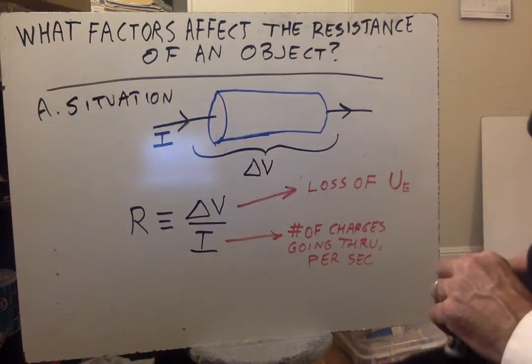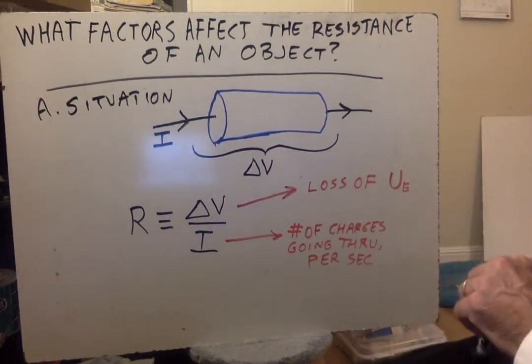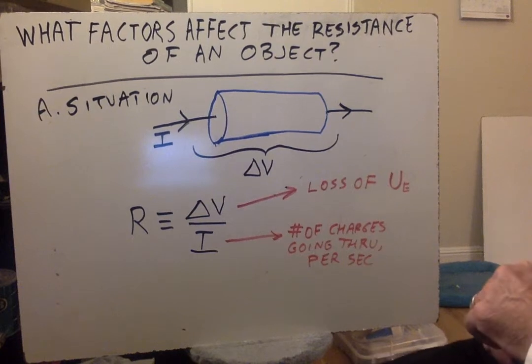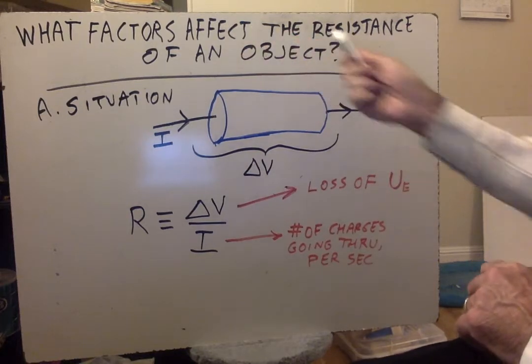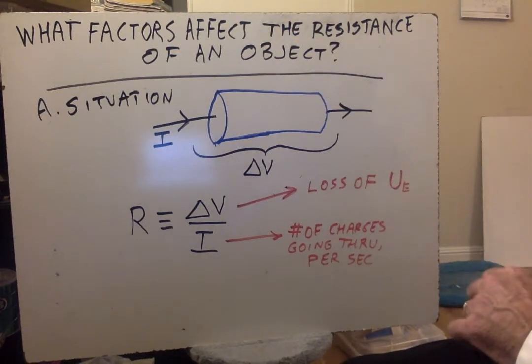This video will explain one of the equations on the equation sheet and lead to the idea of resistivity, which is a topic that's only in AP Physics and not part of freshman physics. This is the general idea. What factors affect the resistance of an object?